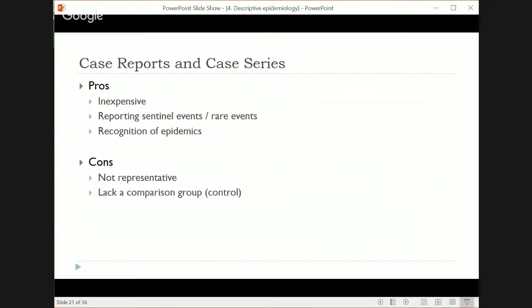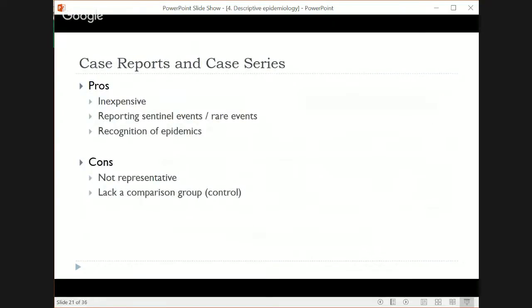So what are the pros and cons of a case report and a case series? The pros are that it's pretty inexpensive to conduct these studies, right? You're only reporting on one person. Another pro is that you're usually reporting on a sentinel or a rare event, and that these can help you recognize the start of epidemics, as we saw with the case series for the PCP. This is now recognized as the start of the HIV epidemic in the US.